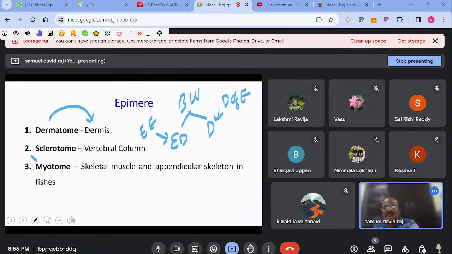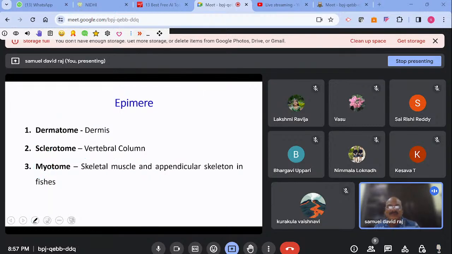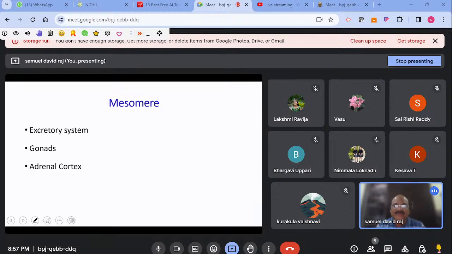Likewise, sclerotome, skeletal related, means the vertebral column is derived from the sclerotome. And myotome, myo means muscles. The skeletal muscles and also the appendicular skeleton in the case of fishes develop from epimere, which is also called somatic mesoderm. And mesomere. Mesomere is also called interstitial mesoderm because it is present in the center. This interstitial mesoderm gives rise to the excretory system, gonads, and also the adrenal cortex.